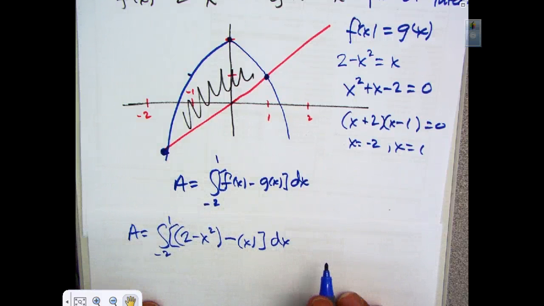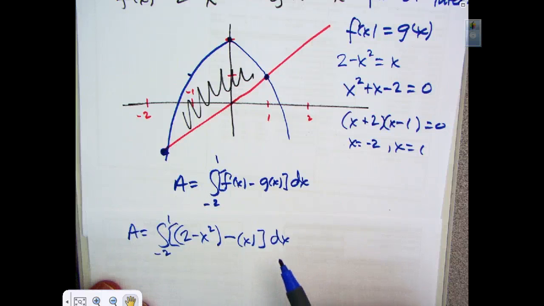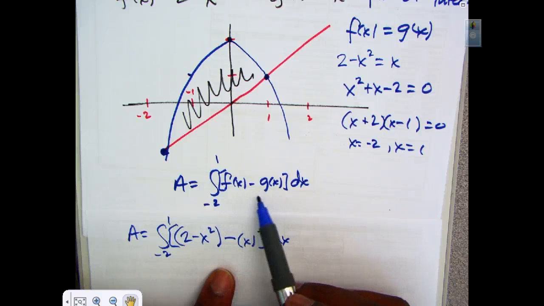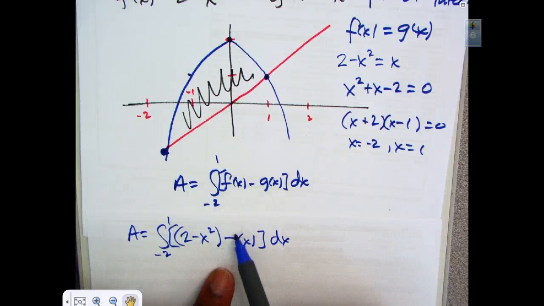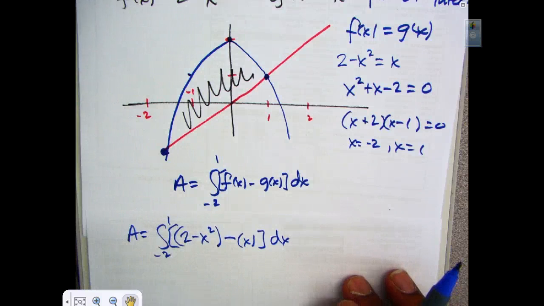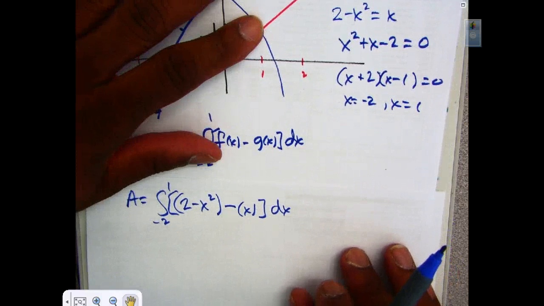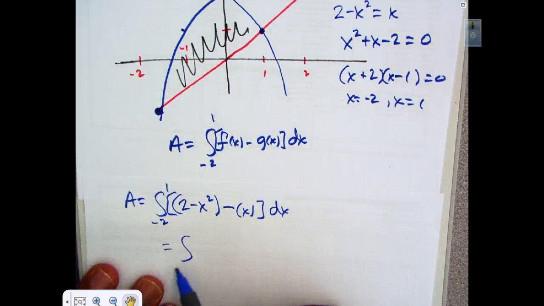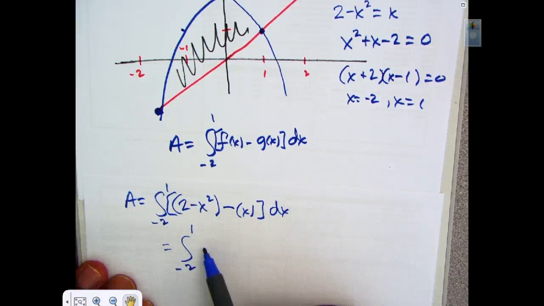dx. Just to kind of warn you a little bit, for this particular problem, not necessarily the case, but you're taking the difference of f of x and g of x. So this negative sign would have to be distributed to every term in g of x. And oftentimes students on the AP exam forget that and end up with the wrong answer. So we're going to go from -2 to 1 of 2 minus x squared minus x dx.